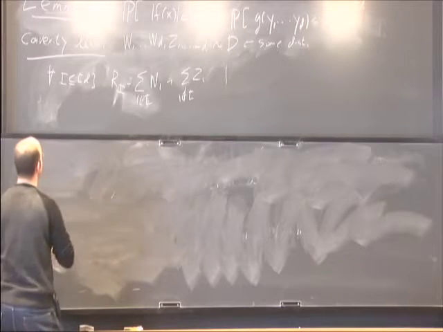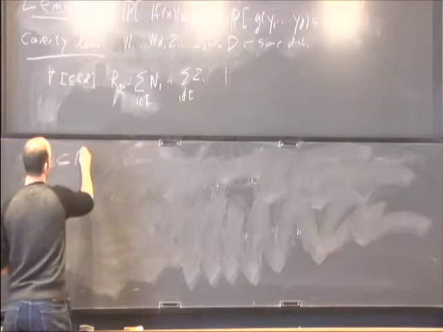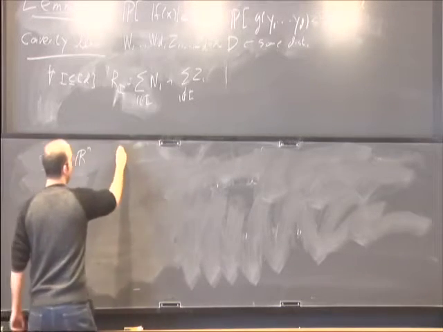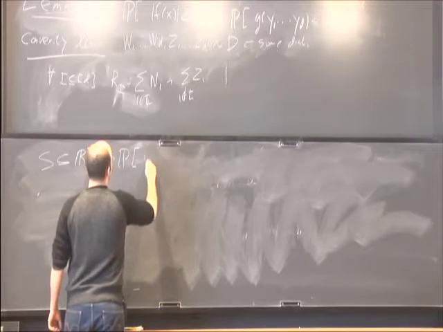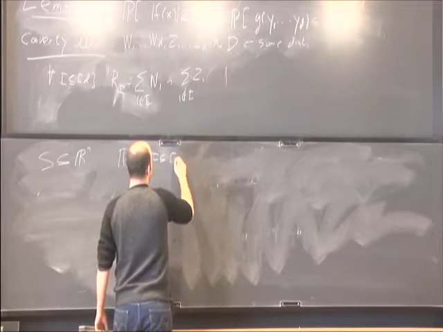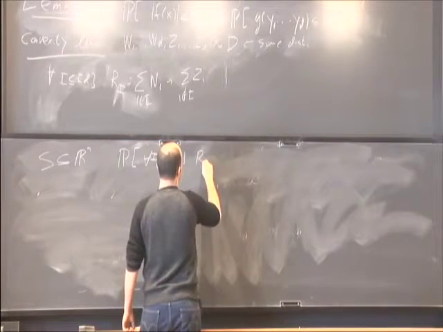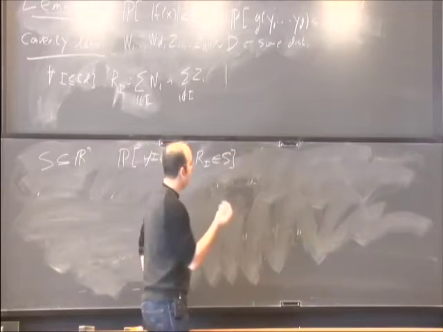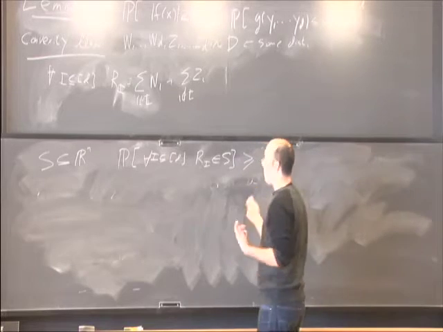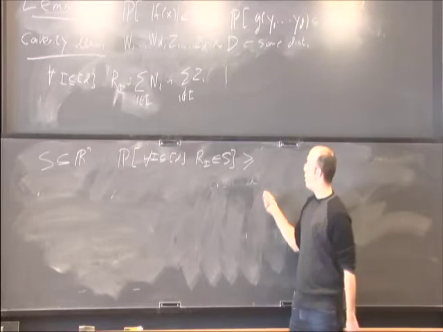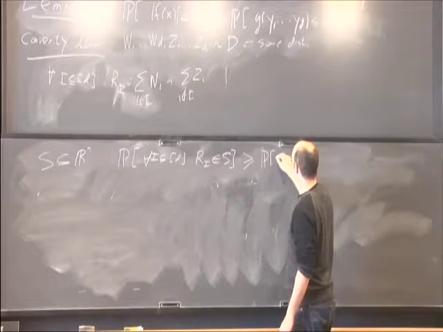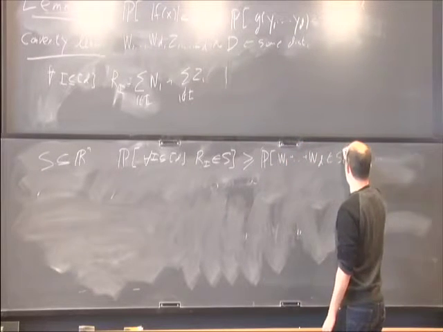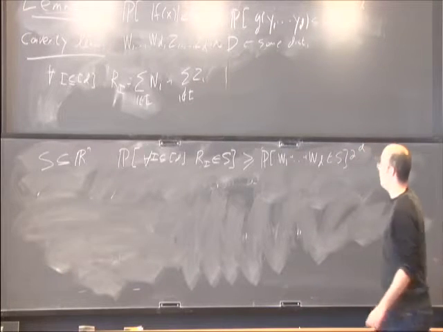So let's choose some subset S of R^n, some measurable subset. Then the probability that for all I in D, all these variables R_i lie inside the set S is larger than what you'd expect if they were truly independent. So it's larger than the probability that just one of them, let's say W1 plus ... WD, lies in S to the 2 to the D.